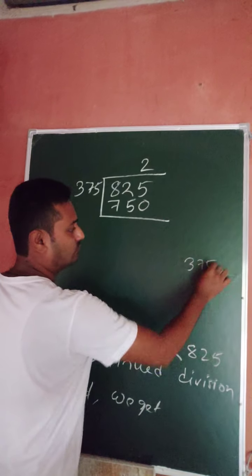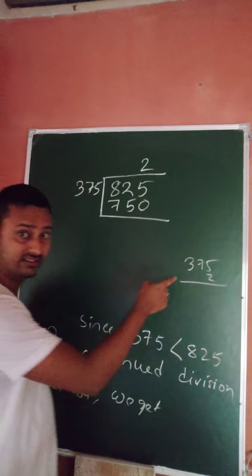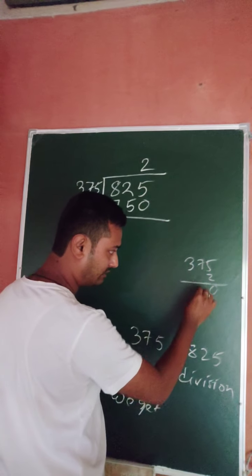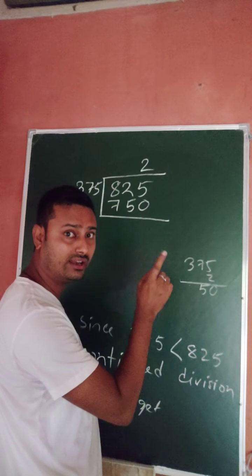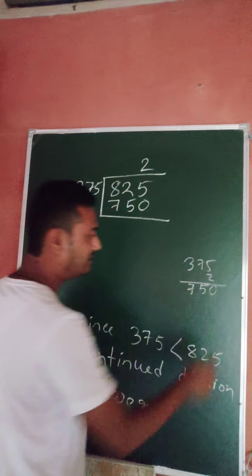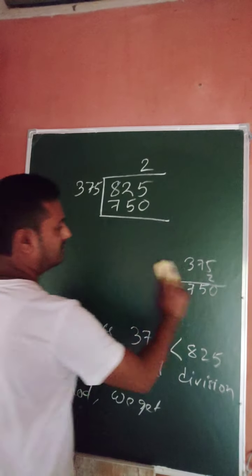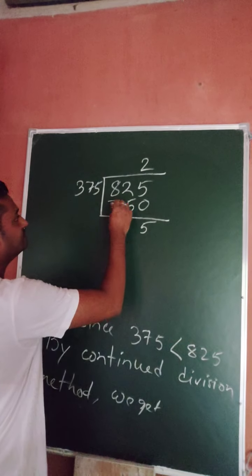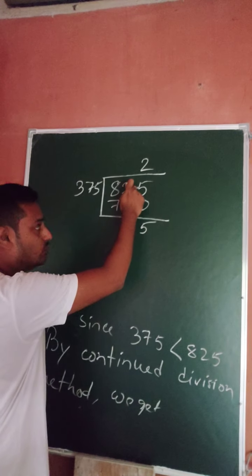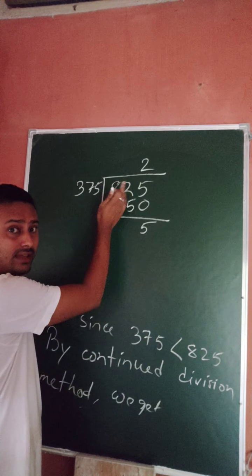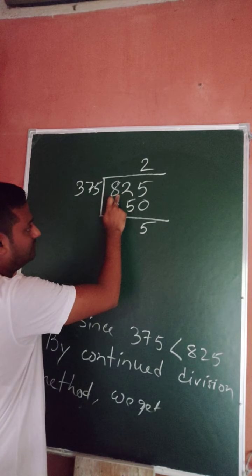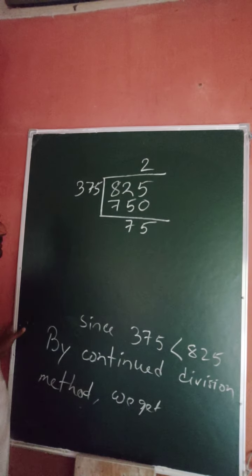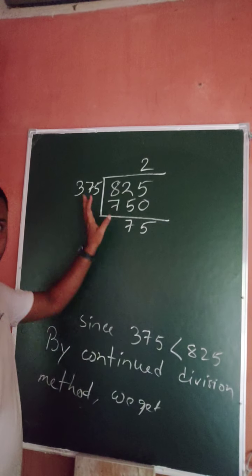375 by 2. I'm again showing the multiplication here. 2 fives are 10, 1 carry on, 2 sevens are 14, 14 plus 1 is 15, 5 stays here, again 1 carry on, 2 threes are 6, 6 plus 1 becomes 7. Always do the multiplication calculation yourself. So 5 here, you cannot subtract 5 from 2, so you borrow 1 from the next number. That means from 8, suppose you borrow 1, then it becomes 12. 12 minus 5 becomes 7, and this remains 8, and remains 7, so 770.